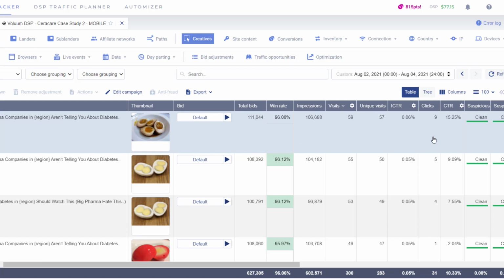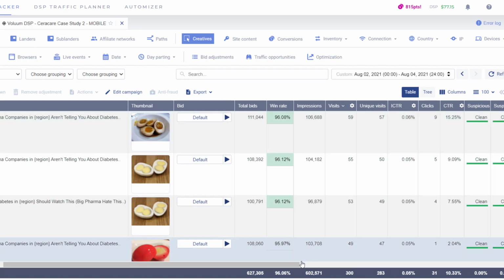A lot of people would be clicking on the weight loss offer, and that's what it boils down to. When you're choosing your offer, you want to choose a very broad offer so you can get more clicks and more bang for your buck.